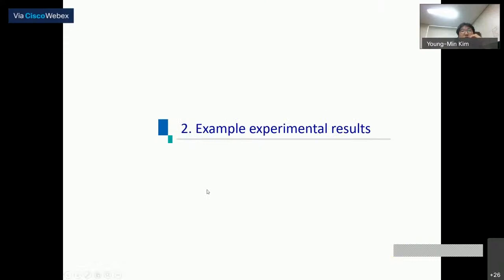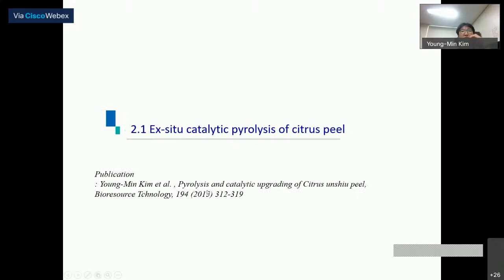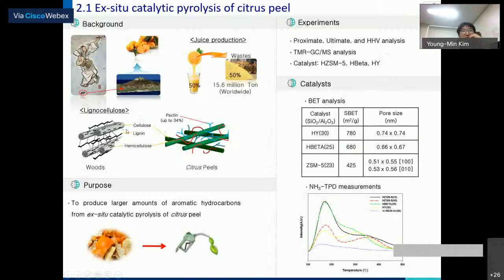Okay, I will briefly explain an experimental example. This one was published in Bioresource Technology. This is the background. This is South Korea, and now I'm here in Daegu City. Jeju Island is very famous for citrus production, so we can drink delicious juice. But the problem is that a large amount of citrus peel is emitted as waste. So I'm considering how we can produce fuel from these waste peels.